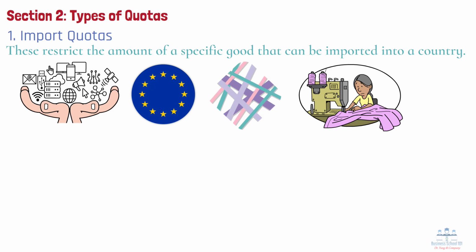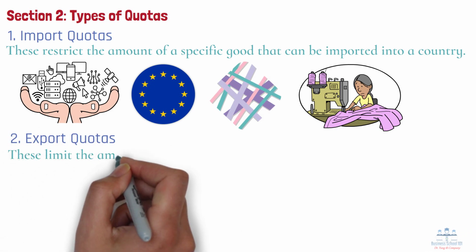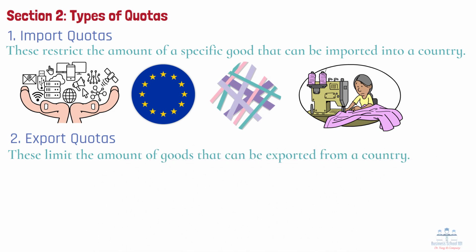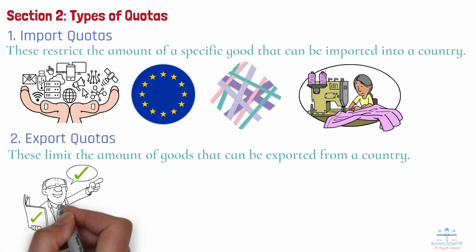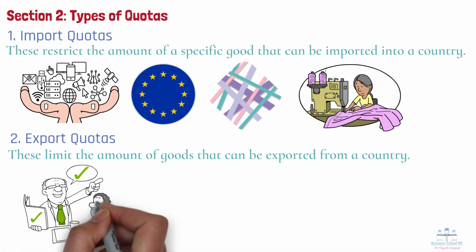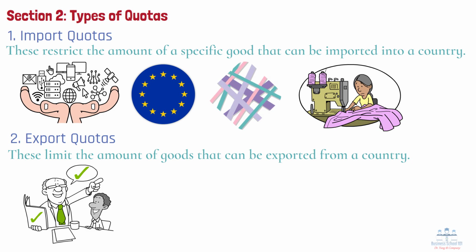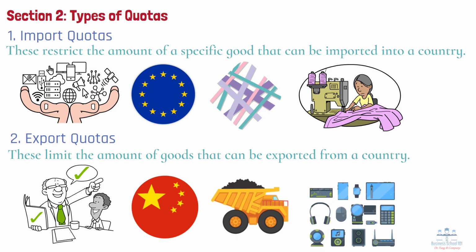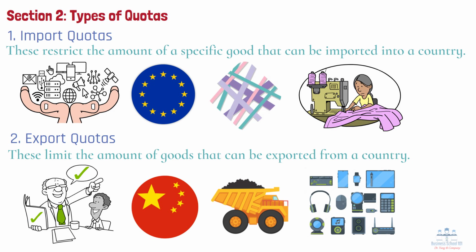Number 2. Export quotas. These limit the amount of goods that can be exported from a country. Export quotas are often used to ensure that there is enough supply of a particular good for domestic consumption or to control the global price of a commodity. For example, in 2021, China imposed export quotas on rare earth minerals, which are essential for electronics production, to maintain control over the supply and pricing of these critical resources in the global market.